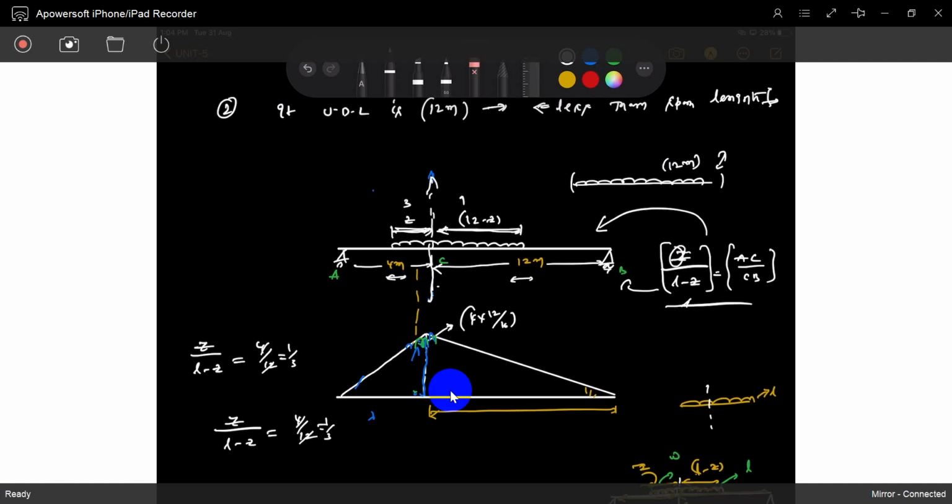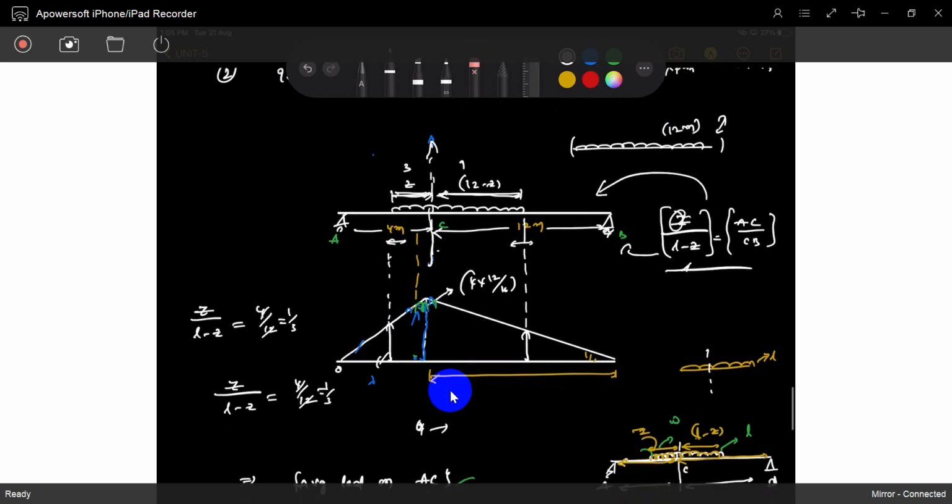Just very simple. Same in the ratio of AC and CB. So now we can calculate this intensity. What is this value? This is 0. So what is it for 4 meters? For 4 meters, 4 into 12 by 16. For 3 meters, this is 3 meters, which means this is only 1 meter. So for 1 meter, 1 into 12 by 16.